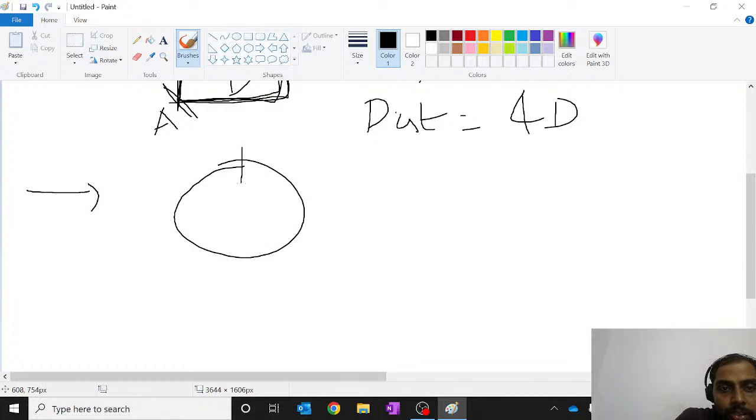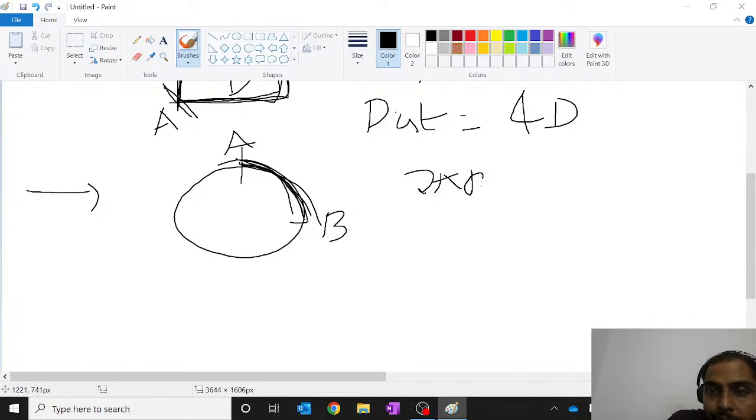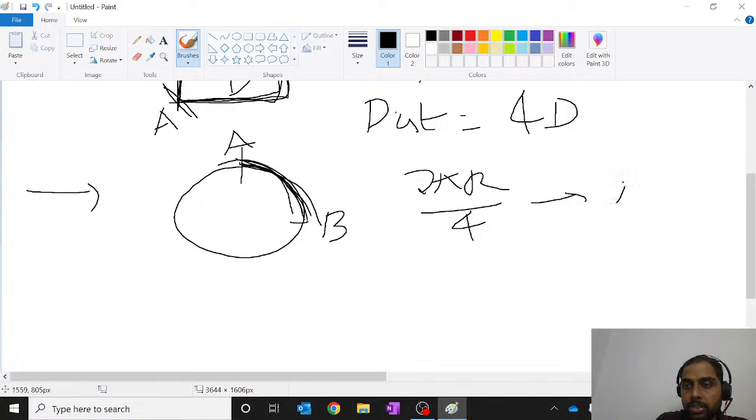Similarly, let's assume I have a circle. Now, if I am traveling from A to B, this is my distance. What is the circumference of the circle? 2 pi r. I have traveled one fourth of it. Therefore, pi r by 2 is my distance.